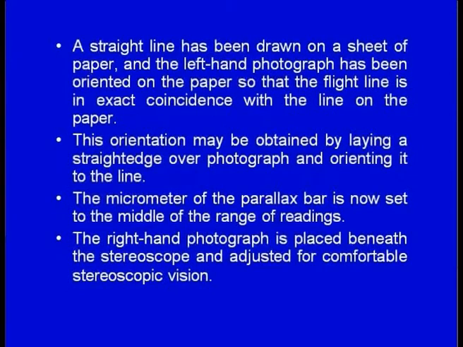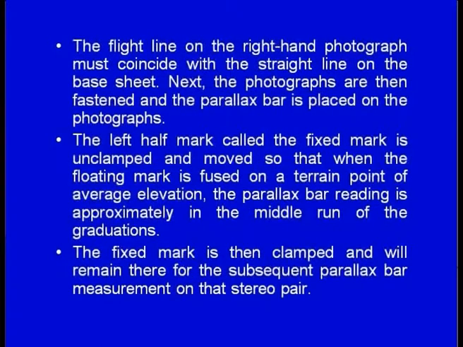A straight line has been drawn on the sheet of paper and the left photograph has been oriented on the paper, so that the flight line is exactly in coincidence with the line on the paper. This orientation may be obtained by laying a straight edge over the photograph and orienting it to the line. The micrometer of the parallax bar is now set to the middle of the range of the readings. The right hand photograph is placed beneath the stereoscope and adjusted for comfortable stereoscopic vision. The flight line on the right hand photograph must coincide with the straight line on the base sheet.